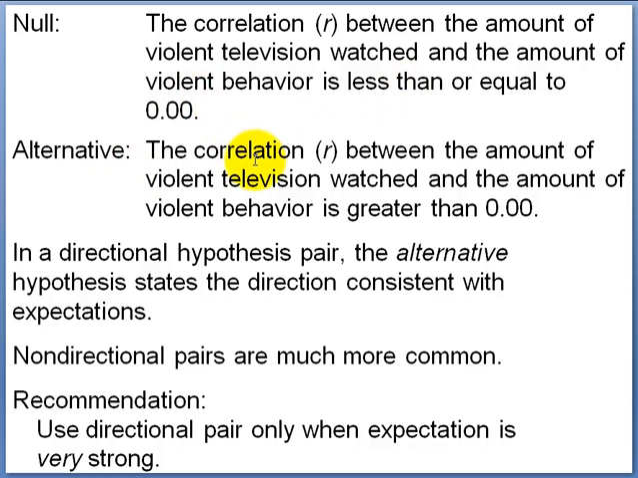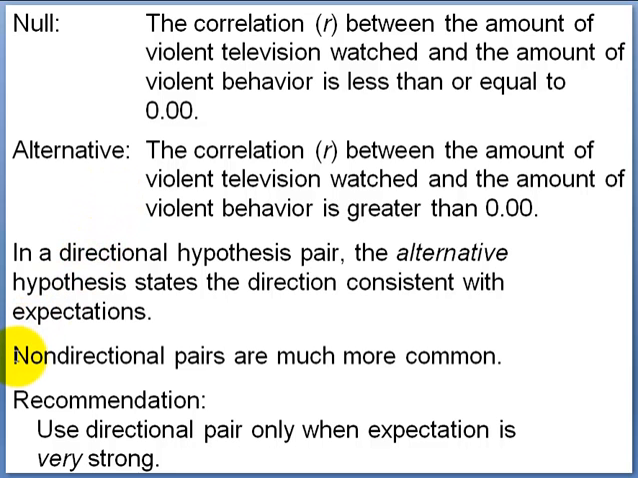The alternative here is stating the direction of expectation. So we're expecting positive correlation. Positive correlation conveys positive relationship. So the alternative states that the correlation between the amount of violent TV watched and the amount of violent behavior exhibited is greater than 0. So here, as must be the case if you use a directional pair, the alternative is carrying the direction in which we expect the results to be.